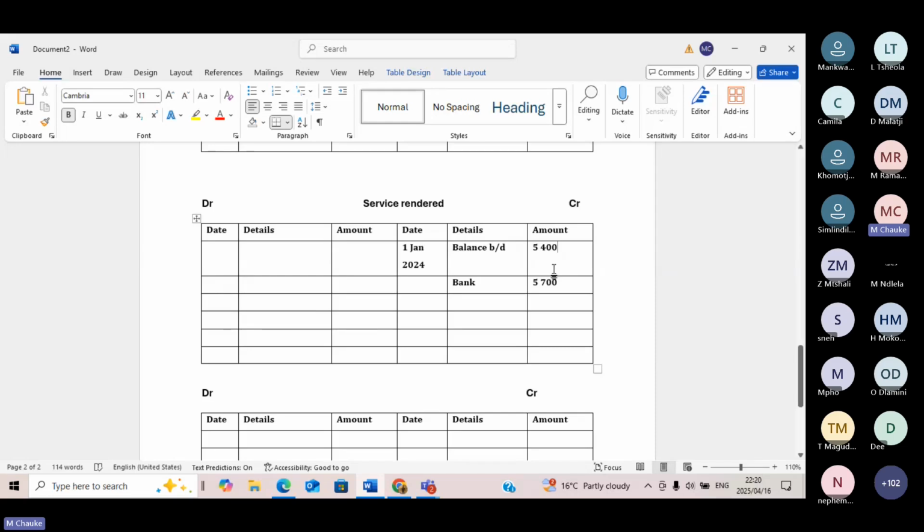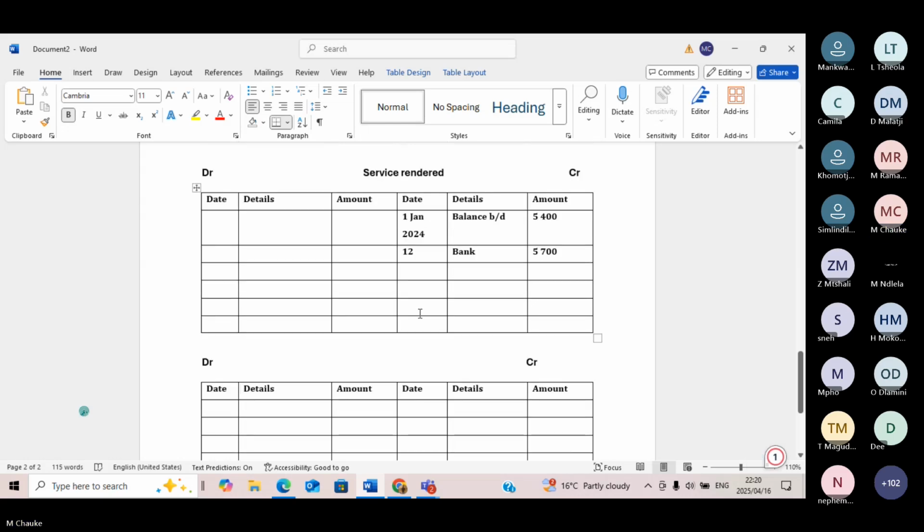And then here, date is 12. I want to put the month, because all transactions happened in the month of January, and we indicated it on this column, so we are fine. Are you with me? So you can just say 12 right there, and then we proceed. I was on the transaction that happened on the 18th, and I said we've got a new account called telephone.